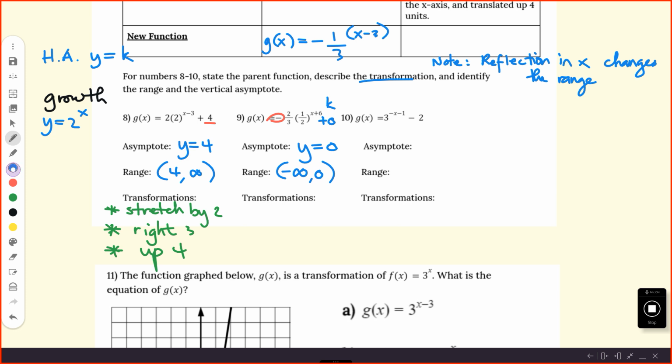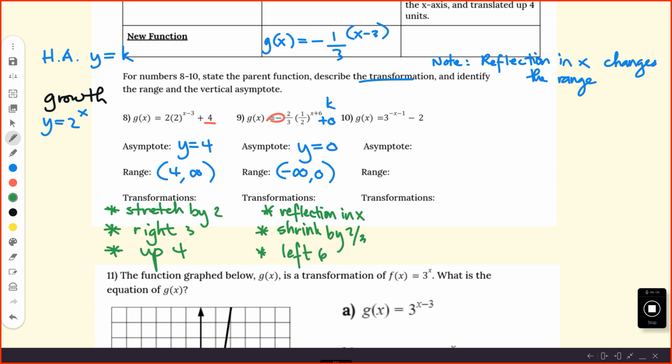All right. Now, let's write down the transformations. What is the first transformation? Reflection. Reflection, I'm just going to write in x, or in x-axis. What's the second one? Compression of 2/3, or you say shrink by 2/3. And then the plus 6, left 6.